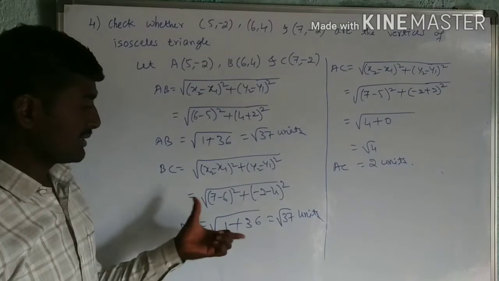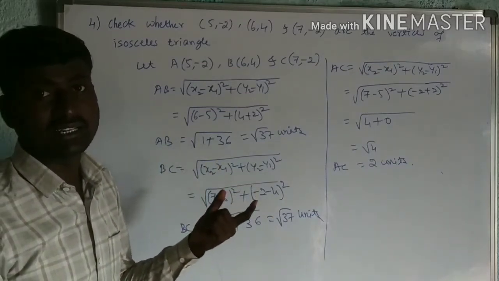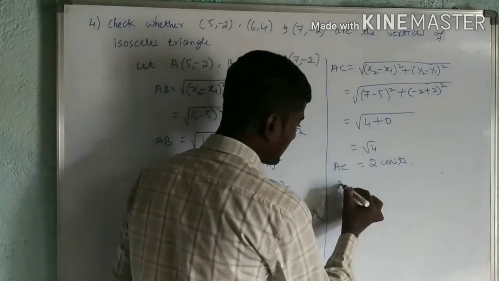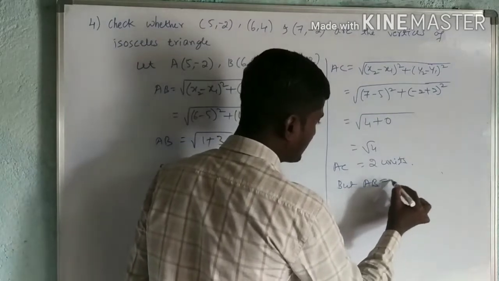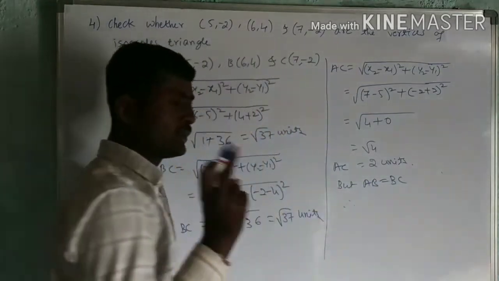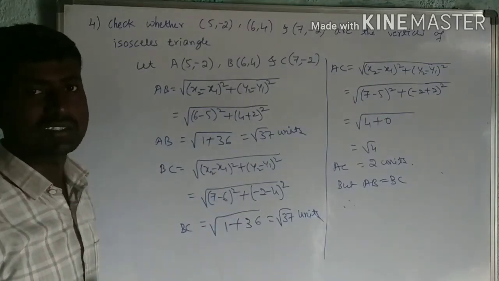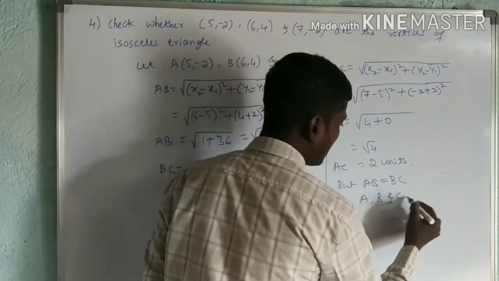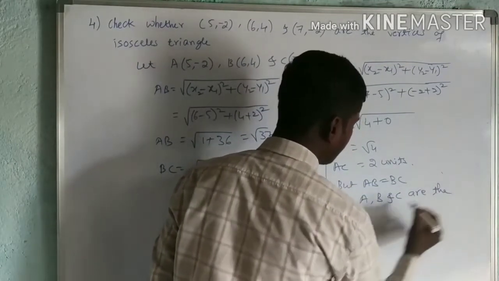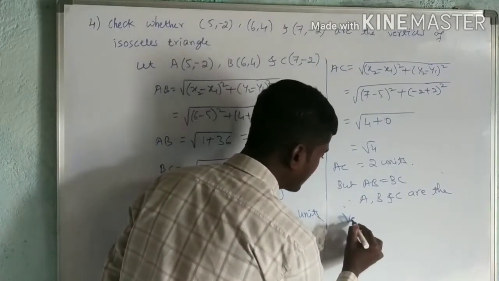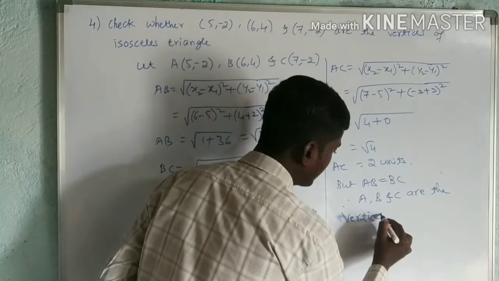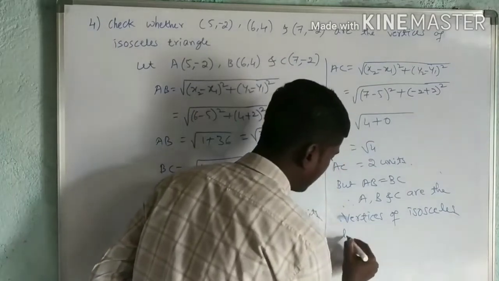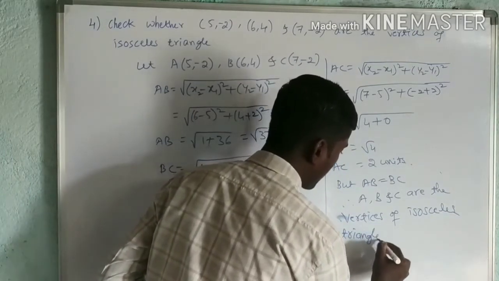Now I have to say whether ABC are the vertices of an isosceles triangle or not. So here I am getting AB equal to BC. Therefore, if any two sides are equal, then I can say that A, B and C are the vertices of an isosceles triangle. Okay.